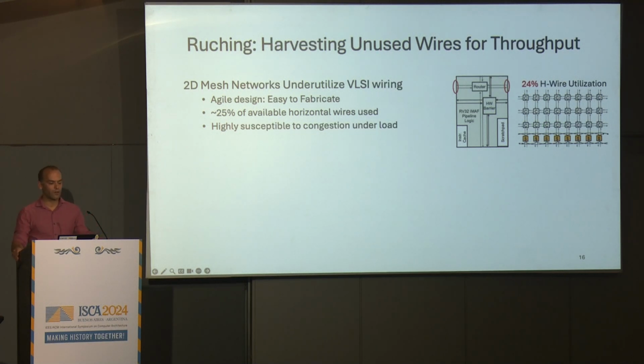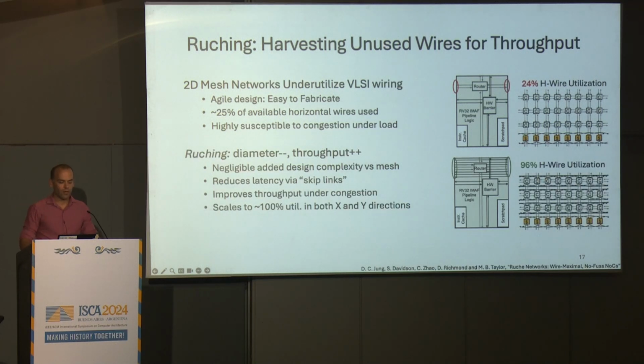Now, it is well known that two-dimensional mesh networks underutilize VLSI wiring, but they are very easy to design and fabricate. You can create a single core, run the wires to the edge of the core, and then stamp out the core to create your architecture. However, in addition to underutilizing VLSI wiring, they're highly susceptible to congestion under load. So what can we do?